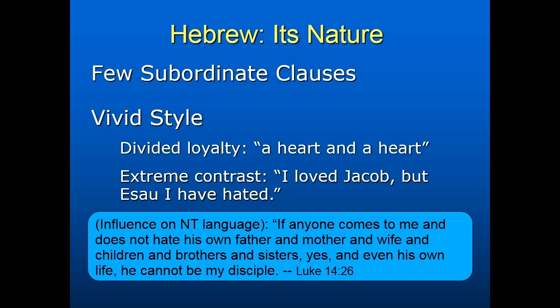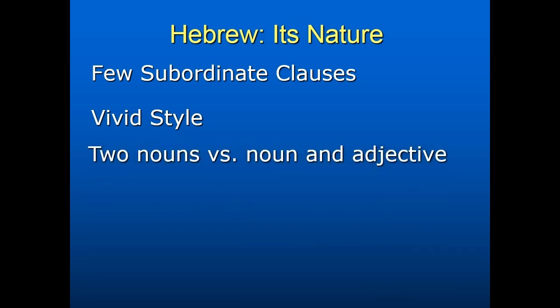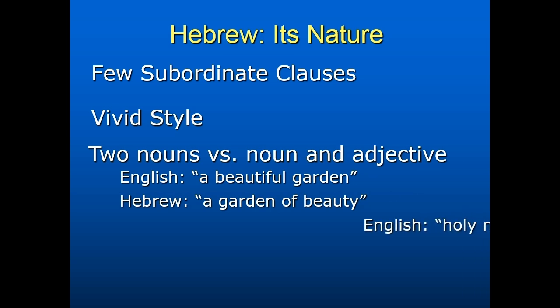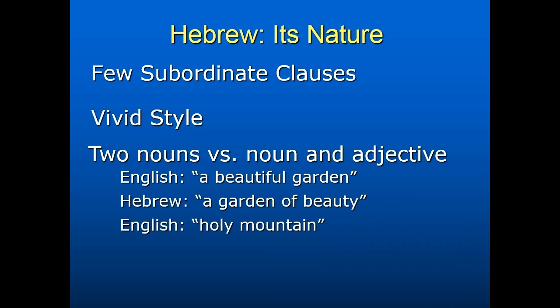And there are other distinctives to the language. Note this. Where we use a noun and adjective, Hebrew prefers a noun paired with another noun. Where English would say, a beautiful garden, Hebrew will say, a garden of beauty. Or, in English, a holy mountain, but in Hebrew, a mountain of holiness. Same idea, but a different preferred way of expressing it.